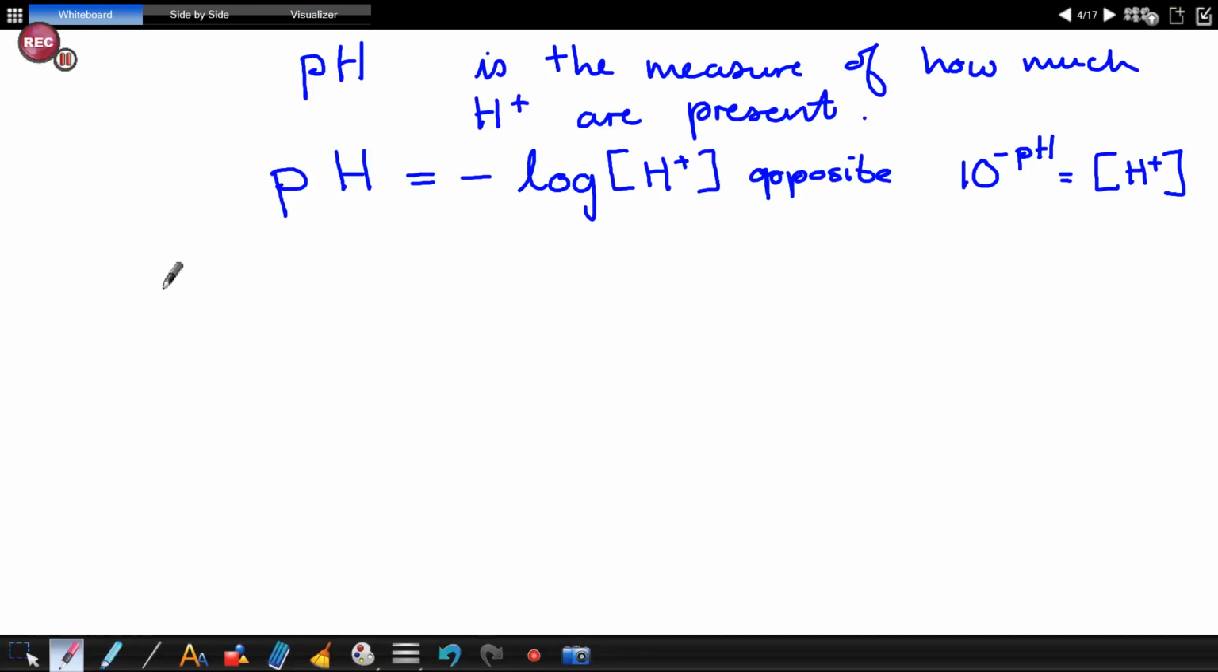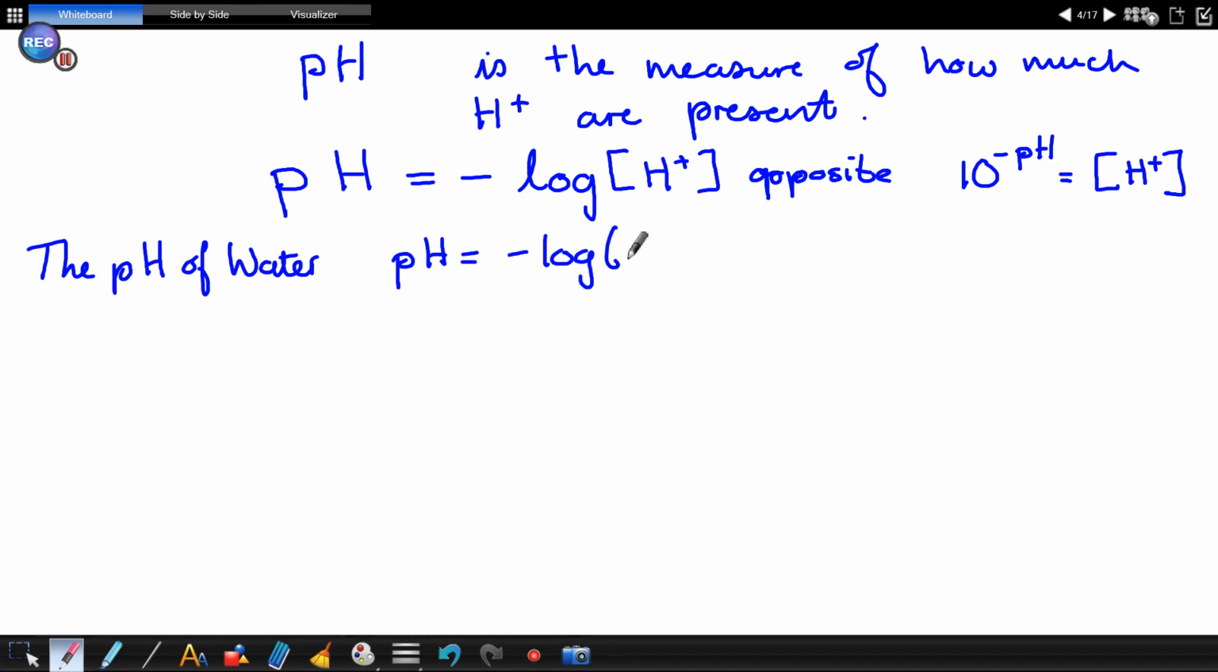Okay. So what is the pH of water? What is the pH of water? Let's do the mathematics. Get your calculators out. So pH is negative log of 10 to the power negative 7. It's 7. So the pH of water is 7.